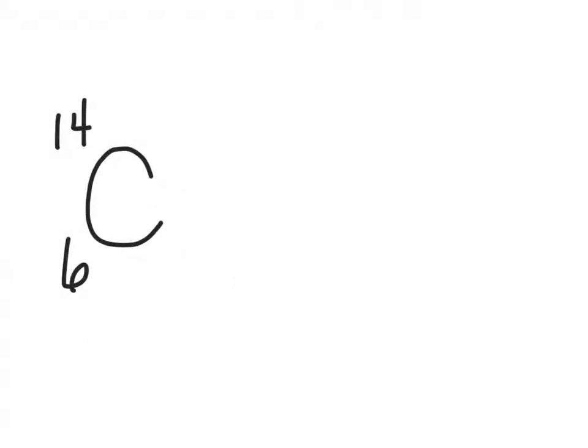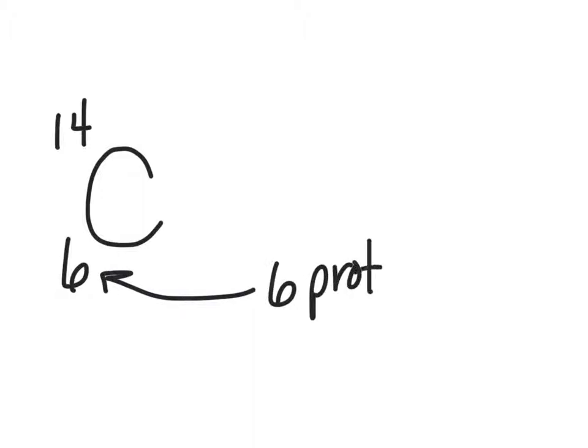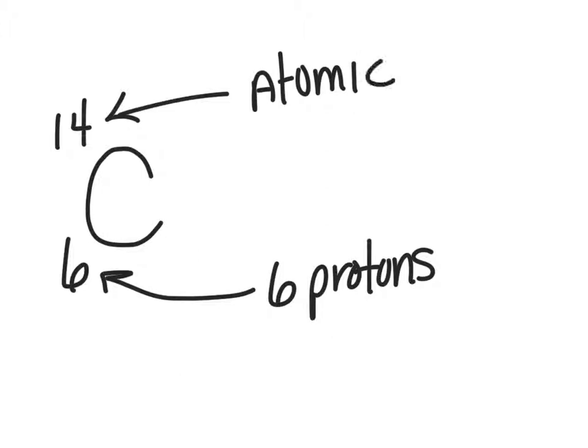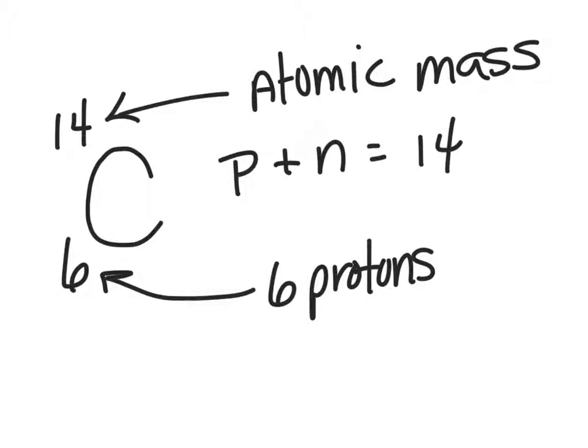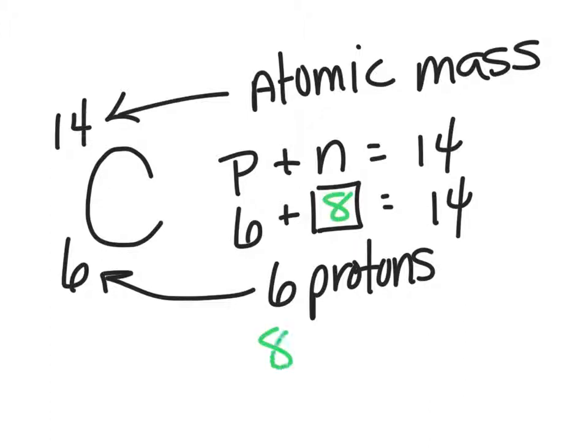If we take a look at this carbon atom, it still has 6 protons. However, its atomic mass is now 14. Remember, this number is its atomic mass. So if the mass equals protons plus neutrons, which is 14, and we know we have 6 protons, then this number right here has to be 8, because 6 plus 8 equals 14. So there must be 8 neutrons in this atom.